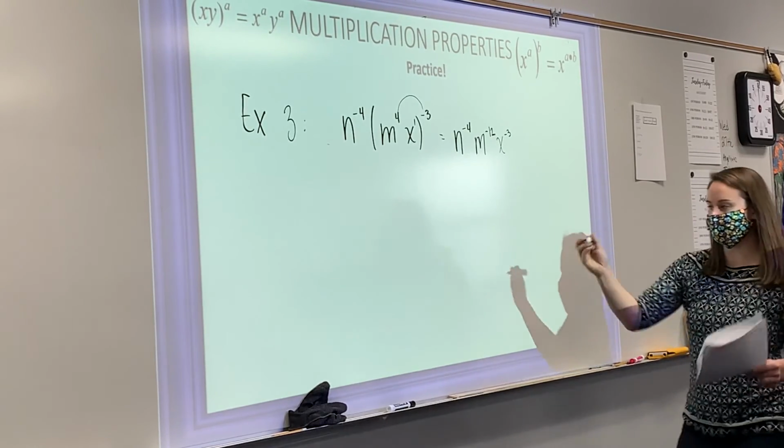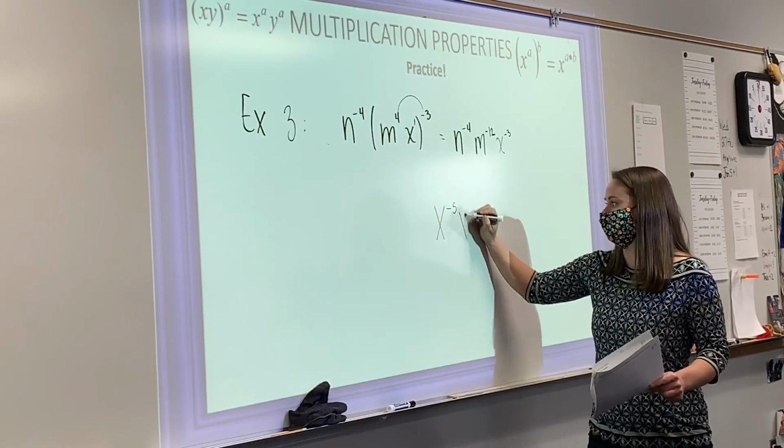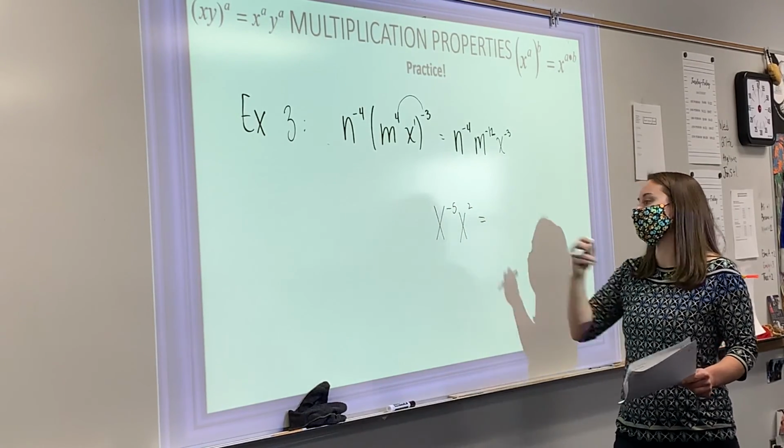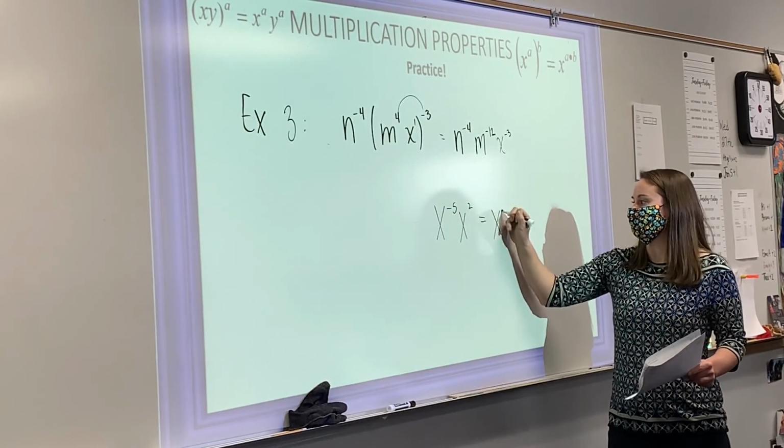If you do end up, and you don't have to write this down, with something like x to the negative 5 and x to the 2, you're doing the same thing where you're just doing negative 5 plus 2, and that's giving you negative 3.